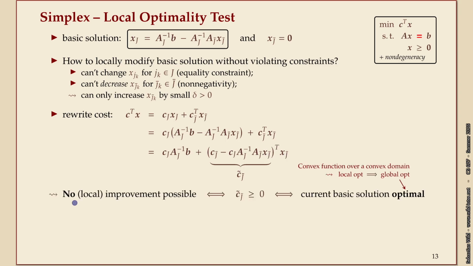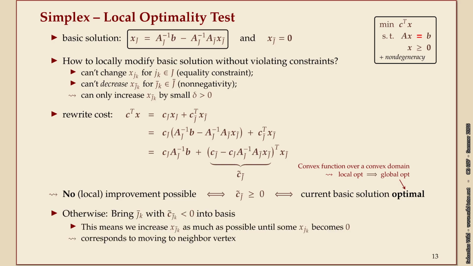So you get no local improvement exactly if this thing is non-negative. Then any increase here would only make the cost higher, and that's not better. And indeed, if you cannot locally improve, that is the same as having a global optimum. That's because everything here is convex. We have a convex function over a convex domain. So whenever you have a local optimum, that's actually the global optimum. This is not true in general optimization, but because of the linearity, we get this simple criterion. You're only looking for a local optimum.